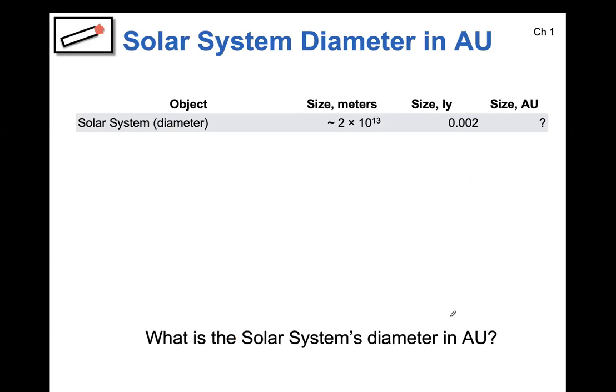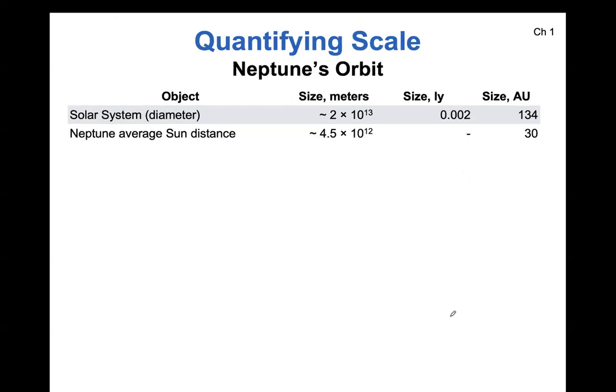So then we have, what is the solar system's diameter in AU? Well, you can convert over and we get a value. I won't ask you to do it right now. I would recommend getting a calculator or paper to do it. Don't try to do it in your head. But you get about 134.